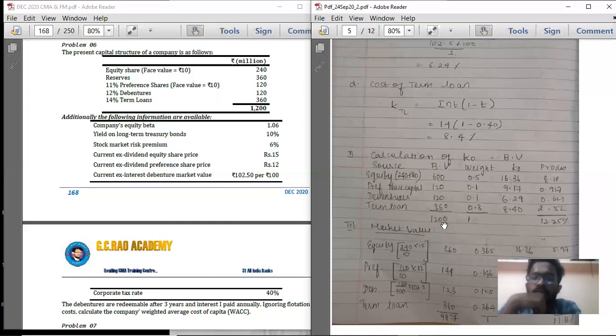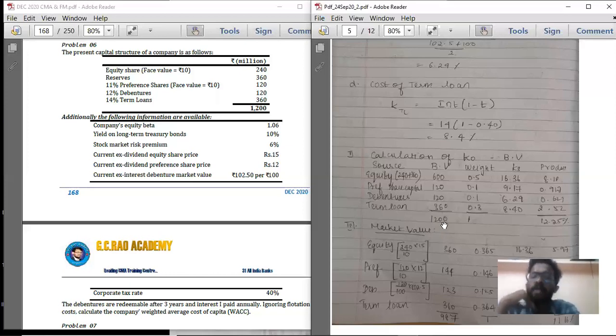Then for preference share capital, 9.17 into 0.1. Record in the product column 0.917. Next for debentures, calculate 6.29 into 0.1. Product column record 0.629. And for the last, term loan, 8.4 into 0.3. In the product column record 2.52.